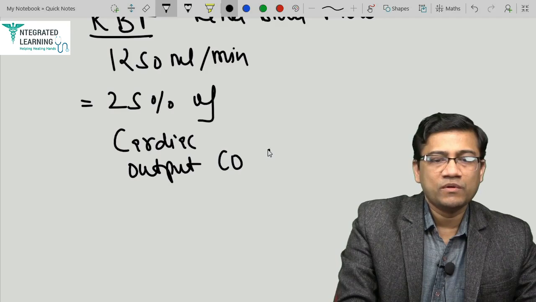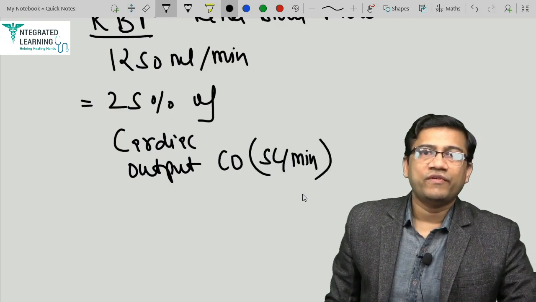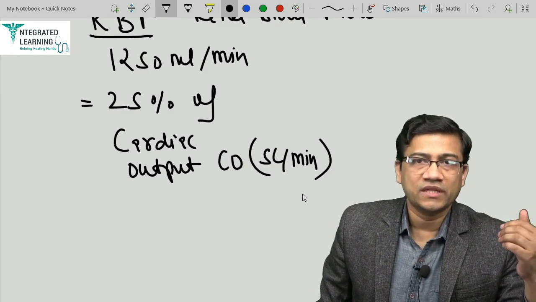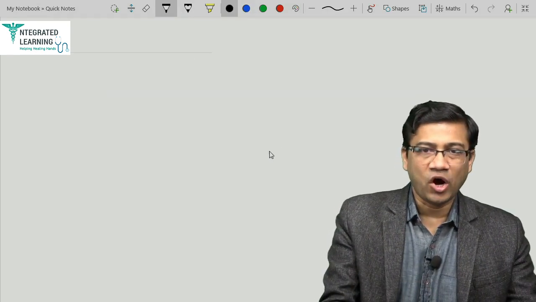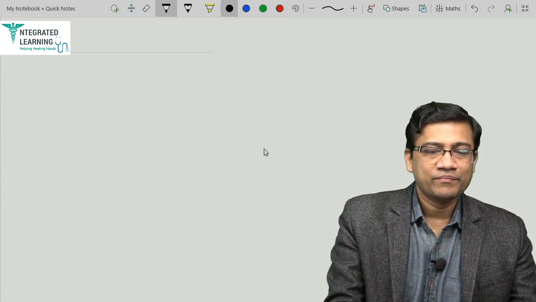What is cardiac output normal? 5 liter per minute. So out of 5 liter, 25% the kidney gets. So it's one of the most vascular organs in the body. So we'll see how the blood supply is organized in the nephron, the organization of blood flow. So we'll make a diagram showing that.